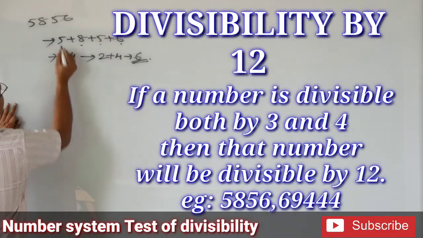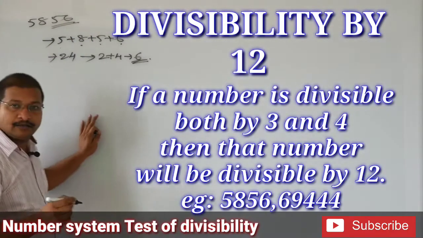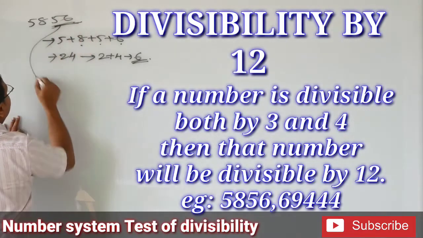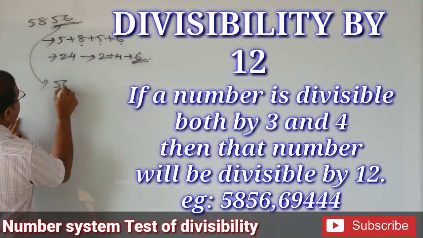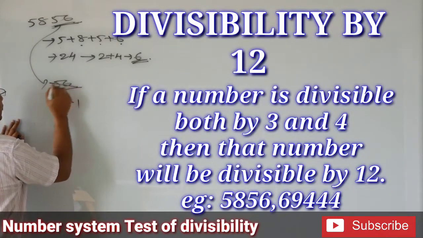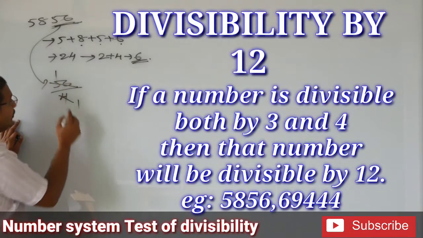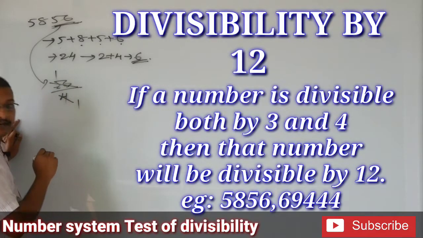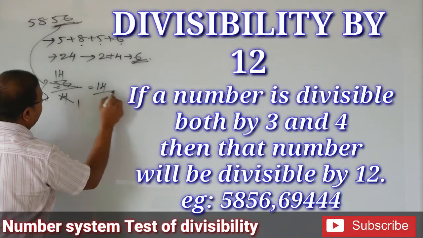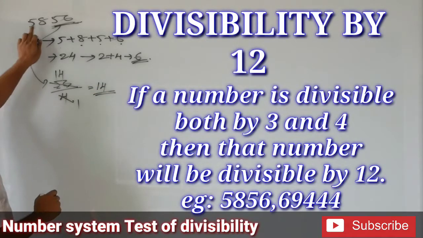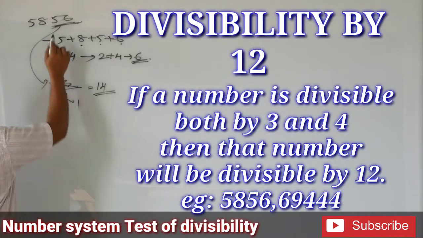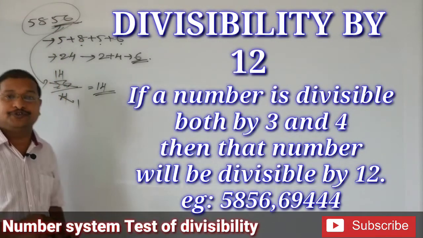Ready? Next one. If you want to check whether it is divisible by 4, what will you do? The last 2 digits will be checked by 4. That means 56 divided by 4. Let's see, 4 ones are 4. When you cancel here by 4, 4 ones are 4. Balance is 1. 1 means 16. 16 means 4 fours are 16. That means it is divisible by 4. That means this number is divisible by 3 and 4. That means the entire number is divisible by 12.